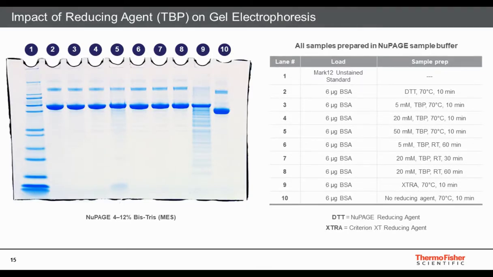This slide demonstrates that reducing agent TBP, or tri-N-butyl phosphine, at different concentration is equally effective as DTT in preserving sample integrity. However, again, Bio-Rad XT reducing agent in lane 9 results in significant sample degradation. So choosing the right gel and the right protocol for reducing your samples and denaturing your samples is going to play a vital role in how much you are able to preserve your precious samples and avoid sample degradation.